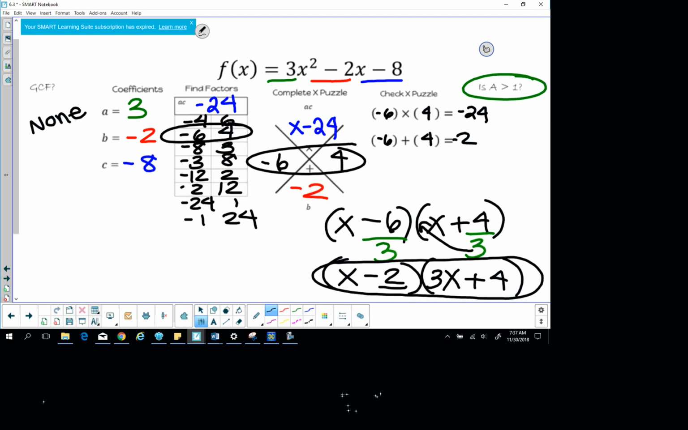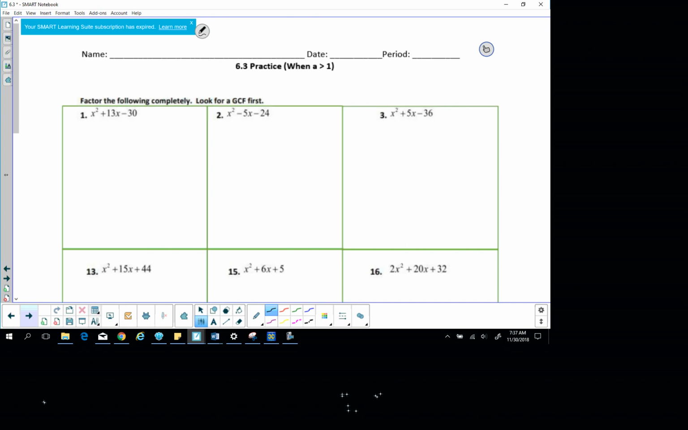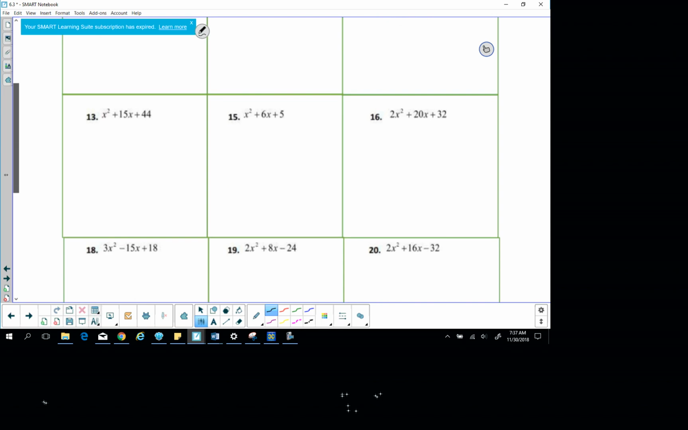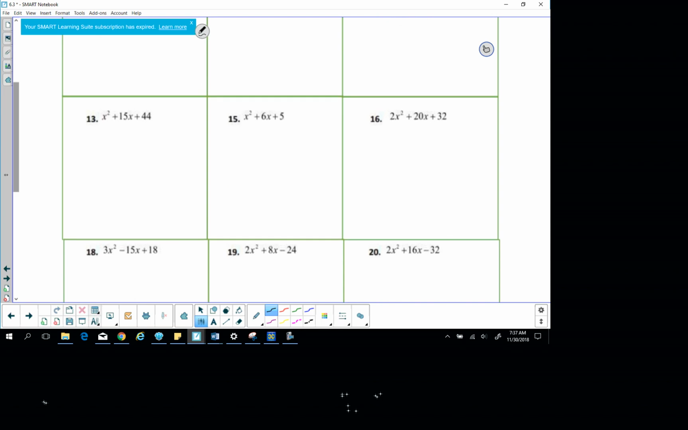Okay, so we're going to try a few together. So now we're going to go on this worksheet. The first 5 are just regular when A equals 1. And so the next ones, you can see that there's going to be a GCF. So let's try 16 together.